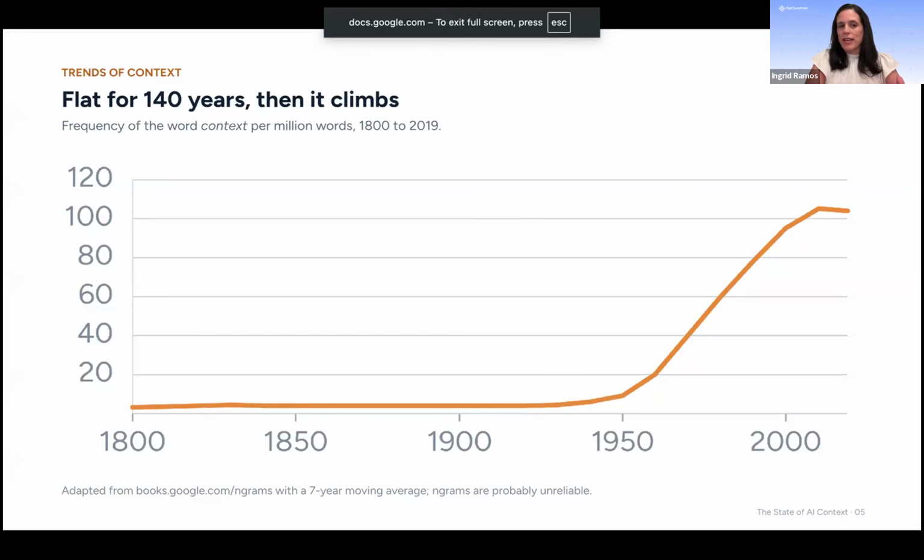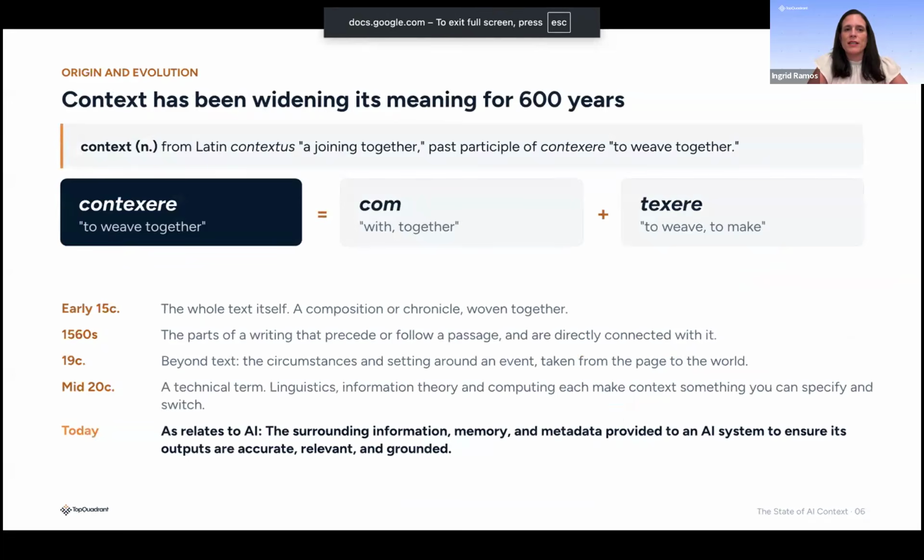In true semantic fashion, I will say here that the actual word instance context has been showing up a lot more recently. Here's an N-gram from Google that shows that the usage of the word from its inception in books has increased. My favorite part of this slide, though, is that Google says that N-grams are probably unreliable. So I love that AI helped me find this, but I also immediately ran into the incorrect context when trying to research a little bit more on, what is context.